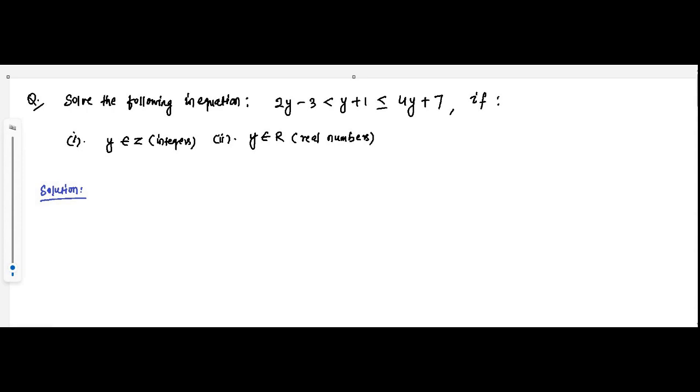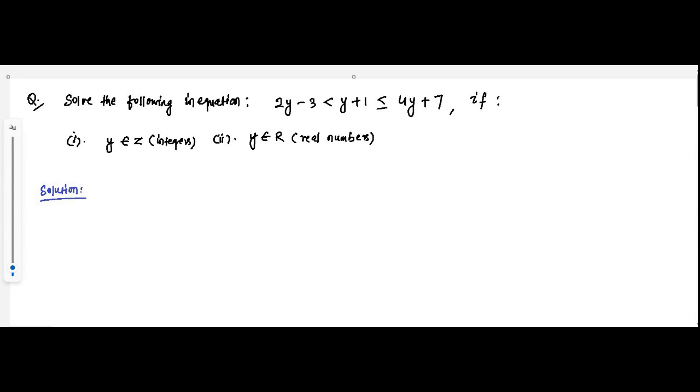So here is another question on linear inequations in one variable. It is given, solve the following inequation: 2y minus 3 is lesser than y plus 1 is lesser than or equal to 4y plus 7. It is a different kind of inequation. It's a very interesting one. It is a very good question. So pay attention to it.